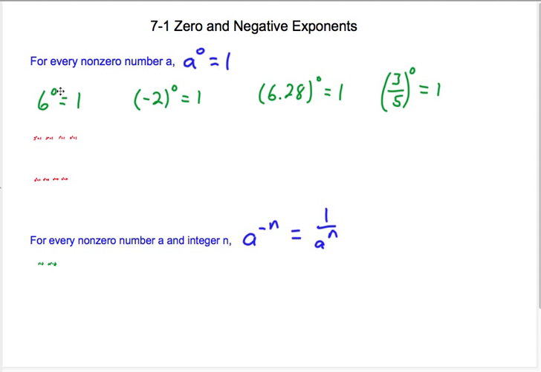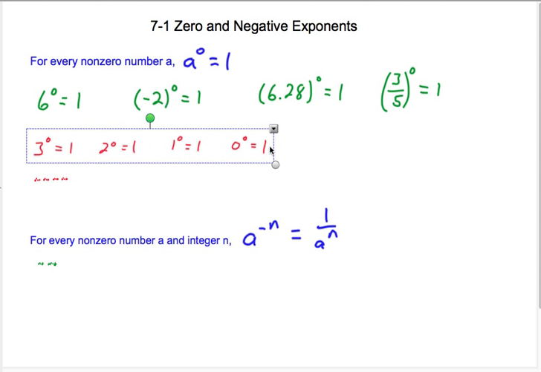So 6 to the 0 power equals 1. Negative 2 to the 0 power equals 1. 6.28 to the 0 power equals 1. And 3/5 to the 0 power equals 1. So obviously anything to the 0 power equals 1.